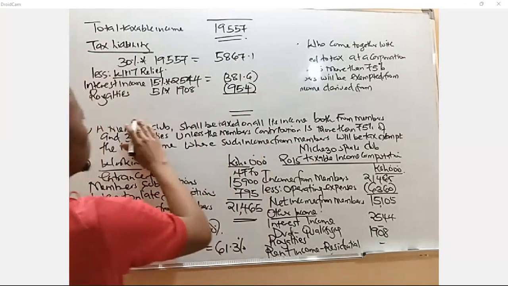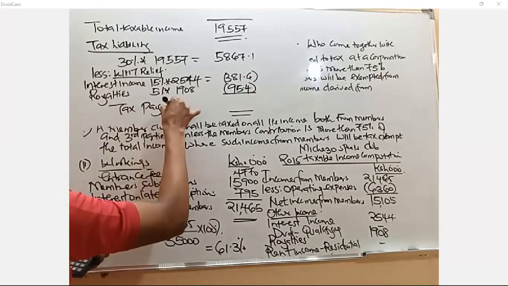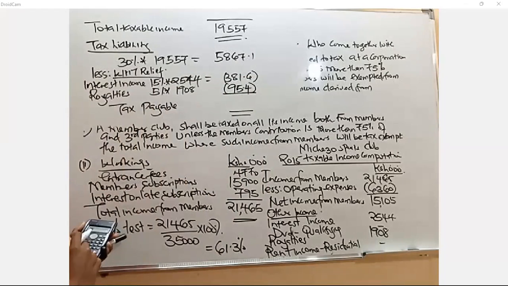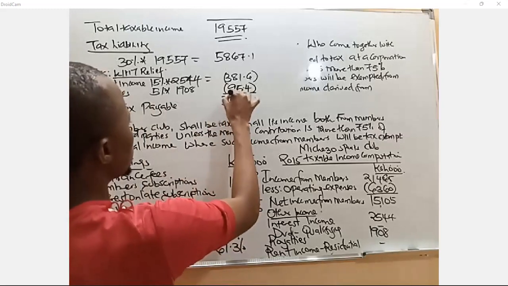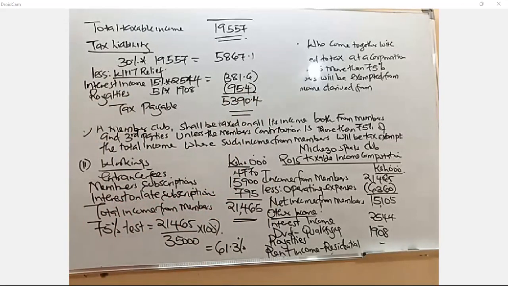What is the tax payable? So 5867.1 minus 381.6 minus 95.4, getting around 5390.4. That is how you do the questions from sports club. That's how you deal with them.